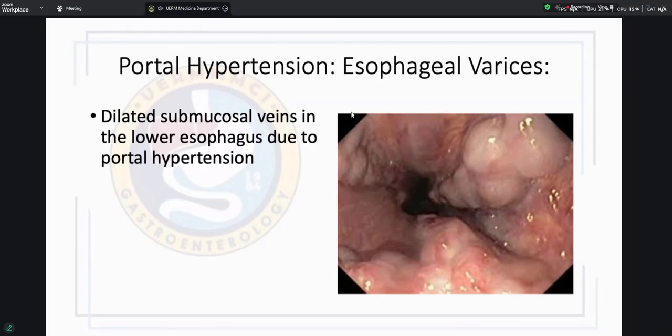Esophageal varices are dilated submucosal veins in the lower esophagus that develop because of portal hypertension. When portal pressure rises, the body compensates by forming alternative venous channels that connect the portal and systemic circulation, and one of the most prominent in cirrhotics are esophageal varices. These collaterals somehow help decompress the portal system, but they cause major clinical consequences, and the most important is gastrointestinal bleeding. So for diagnosis, we perform upper GI endoscopy, and these are the esophageal varices as seen on endoscopy.